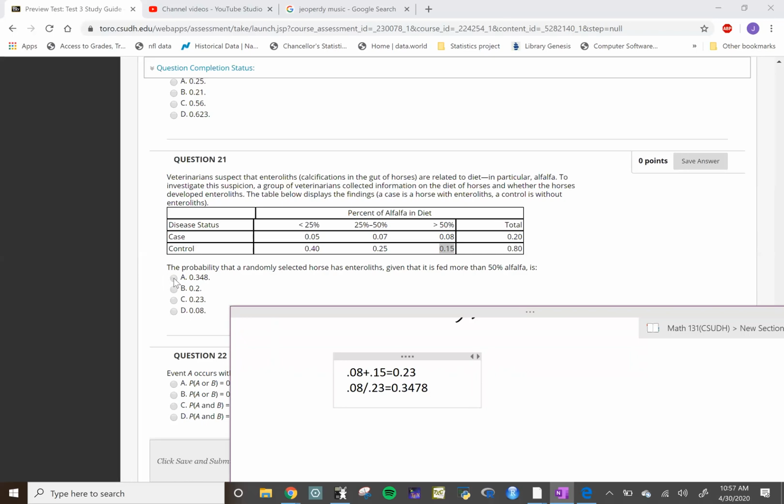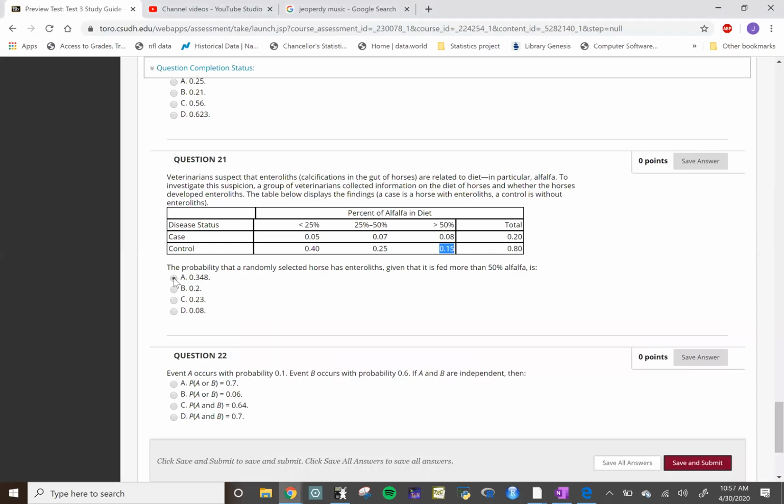So you get part A, and that's how you want to do that one. The keyword here is "given that." Given that tells me we're only going to focus on this column, and then all you have to do is look for how many horses have this disease. It says 0.08. So you do 0.08 divided by 0.23, which we got from getting the total, because it didn't give us the total. All right, that's it for that problem.